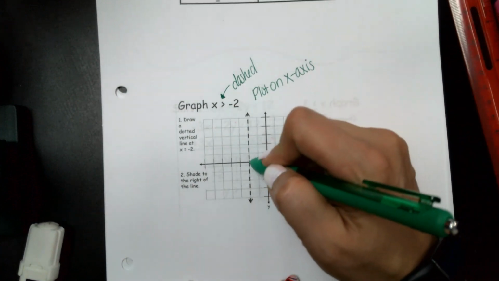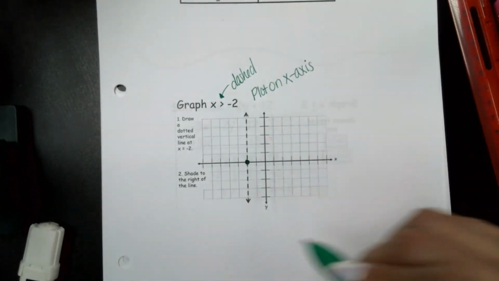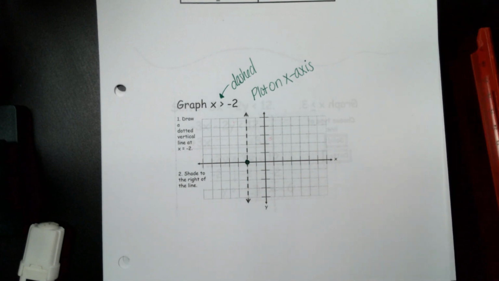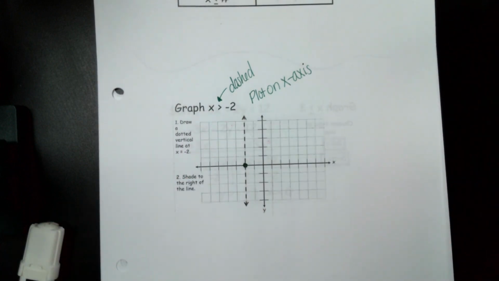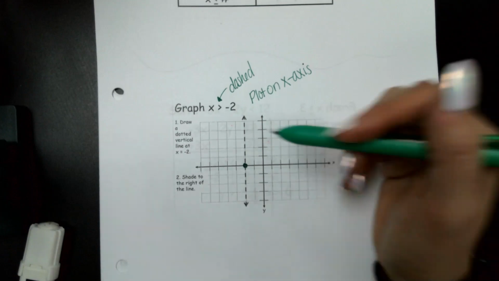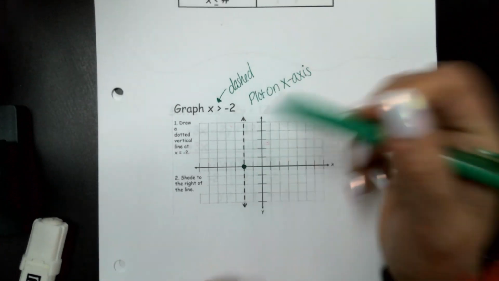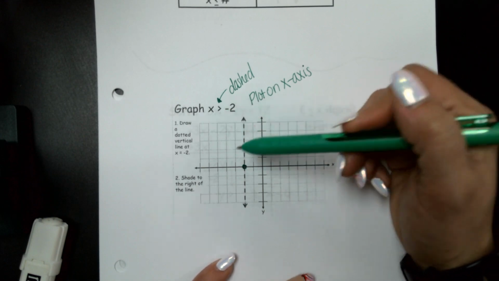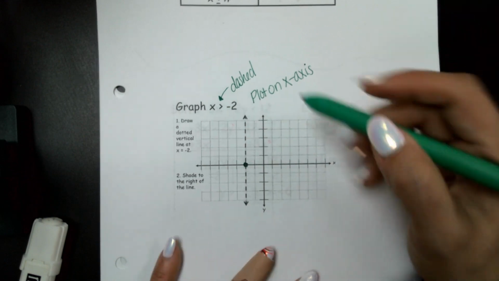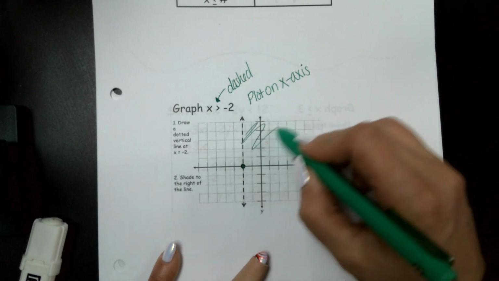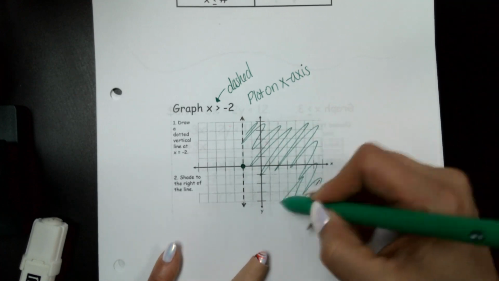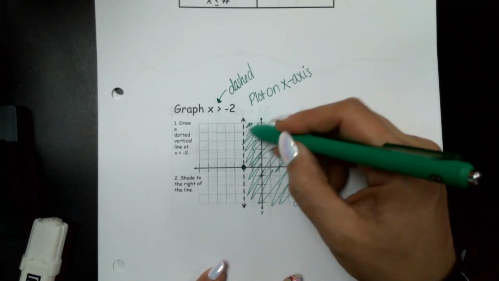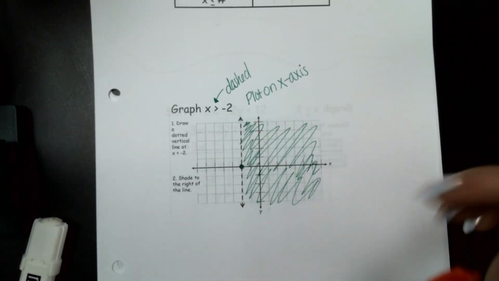So you'll notice they went ahead and put their first point at -2 on the x-axis. And then because it was x being a constant, they knew it was a vertical line. We made it dashed. And then this symbol, greater than, do I shade left or right? I shade to the right. So you guys are going to shade this entire section of the graph without crossing the line like I accidentally did right there.